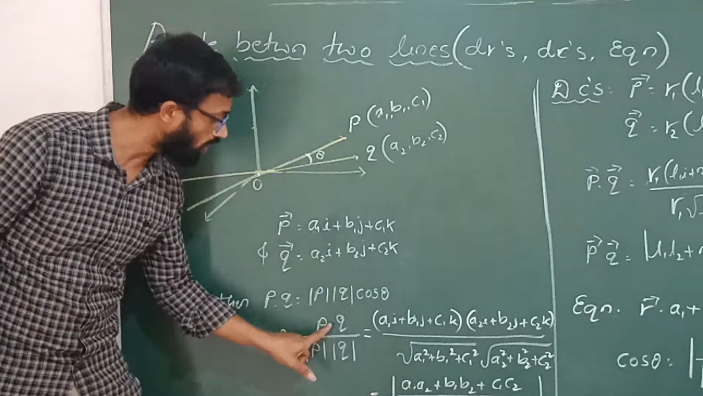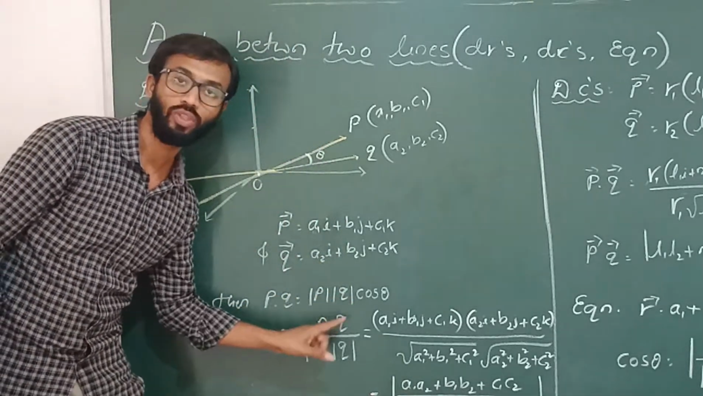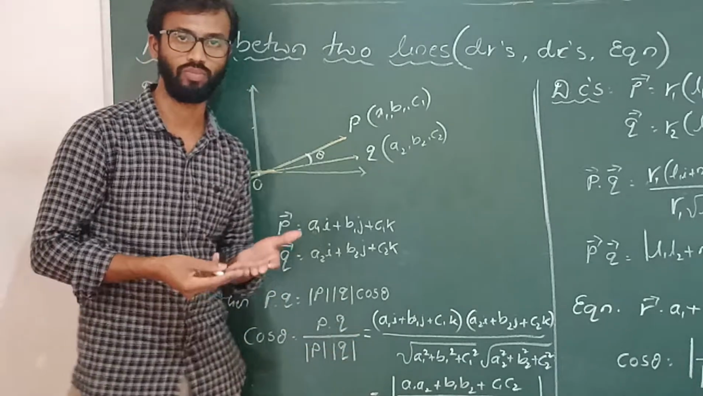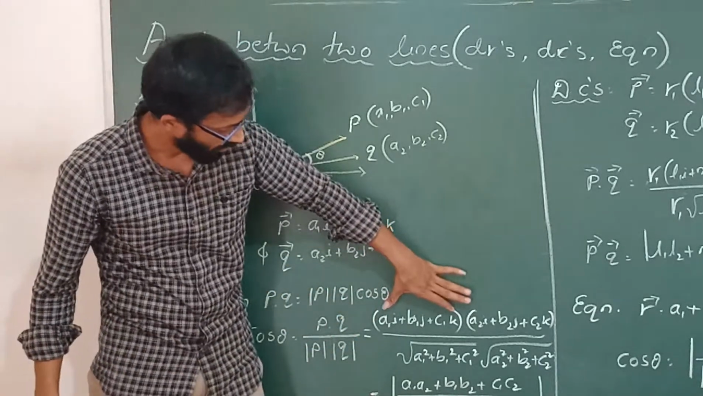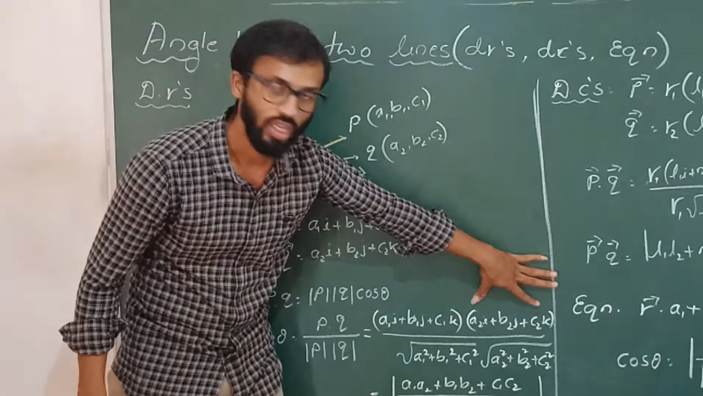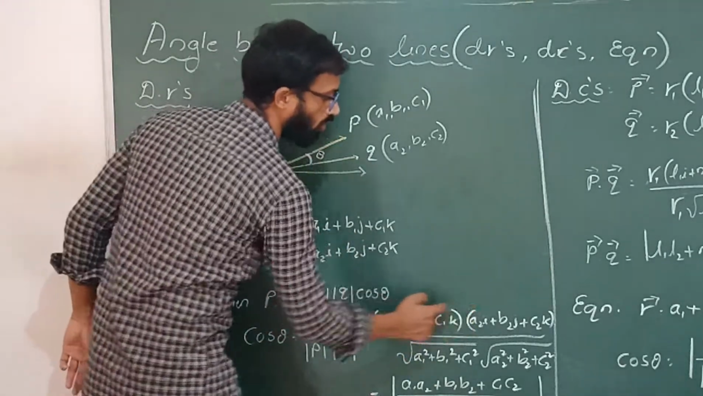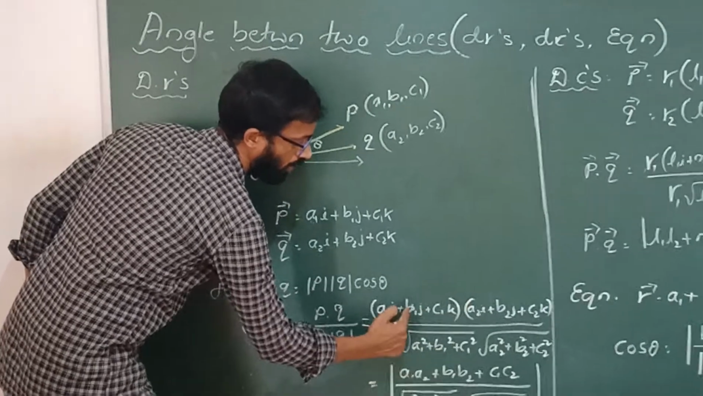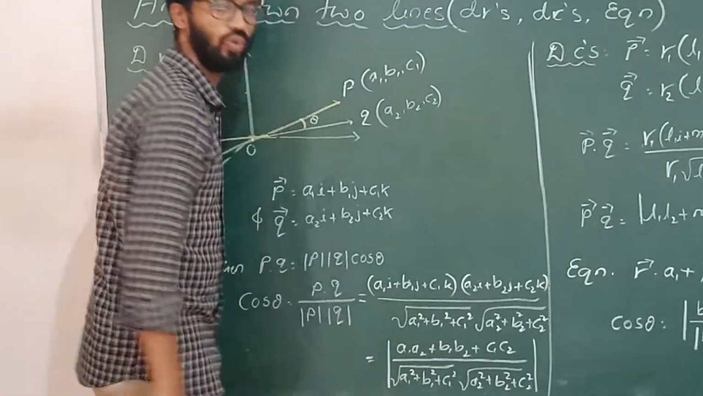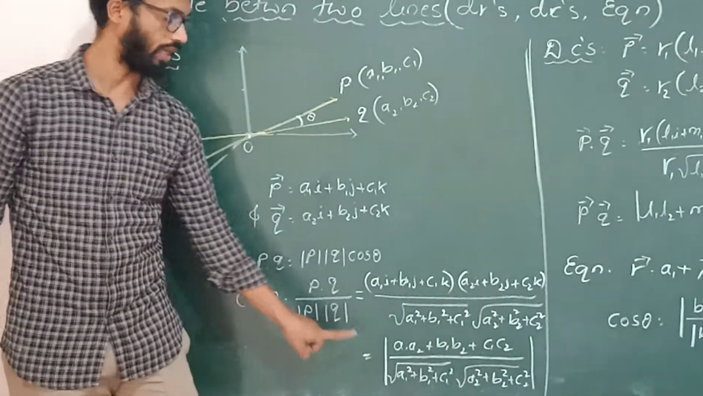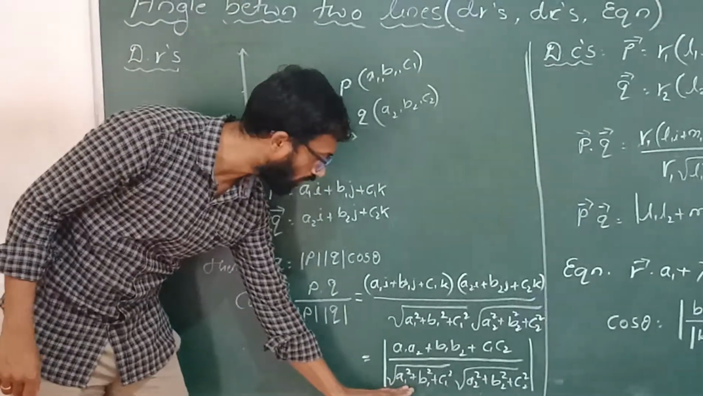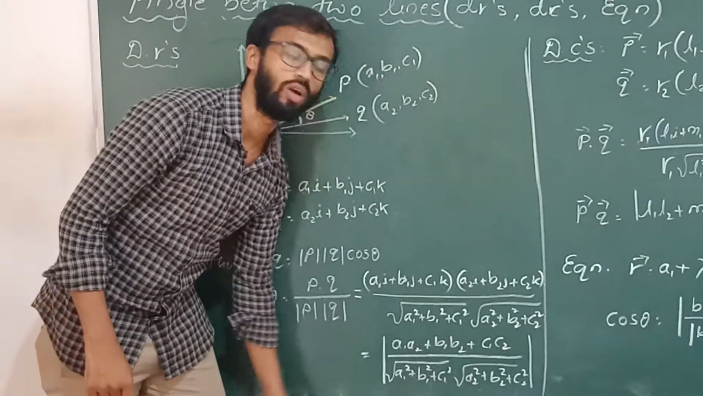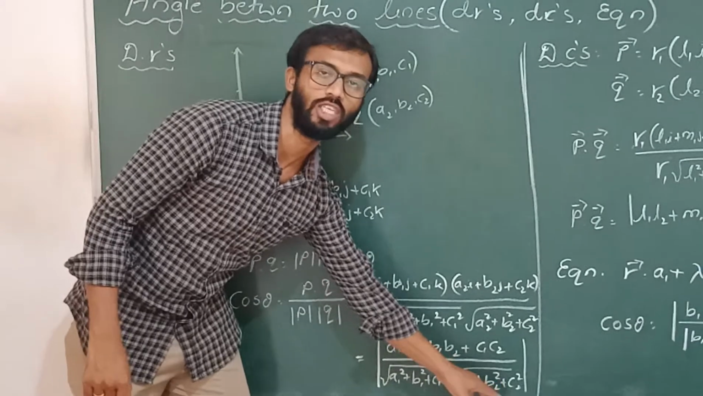So we know the dot product of two vectors when they are in the component form. So here I need to do the dot product of these two vectors. Vector P dot vector Q, when I do the dot product of these both, we'll be getting A1 A2 plus B1 B2 plus C1 C2 divided by magnitude of P, which is root of A1 square plus B1 square plus C1 square, and root of A2 square plus B2 square plus C2 square.